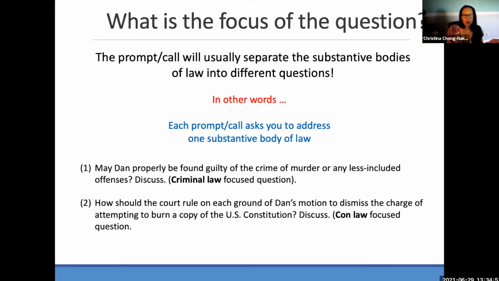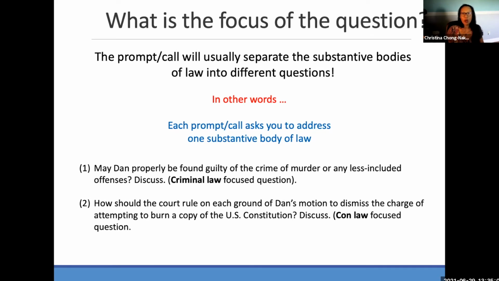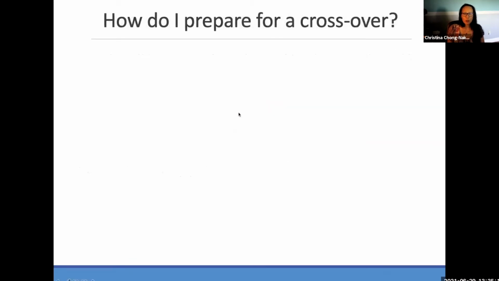So that's what you do when you actually approach it. After you've identified what area of law you're dealing with, you just approach it like you would approach any criminal law essay or con law essay or essay in that substantive area of law, right? So it's not anything different than what you've been doing for non-crossover questions. Now, how do you prepare for these crossover questions, especially seeing that there's more of them showing up on the California bar, at least in recent years?